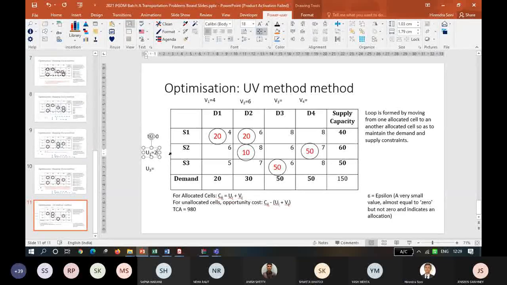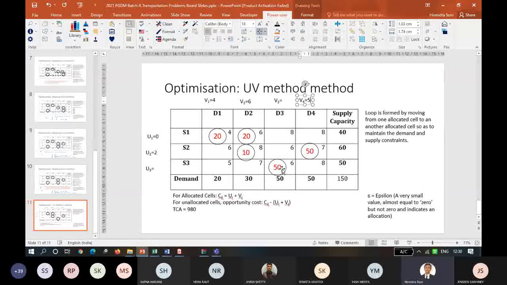Yes, sir. Now, since I know U2, can I find out V4? 7 minus 2 would be 5. So V4 is 5. After that, I cannot find any other values. Correct? Because U3 is not known, V3 is also not known, so I cannot calculate for this one. At least one value should be known. Perfect.